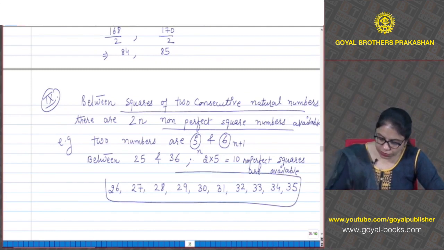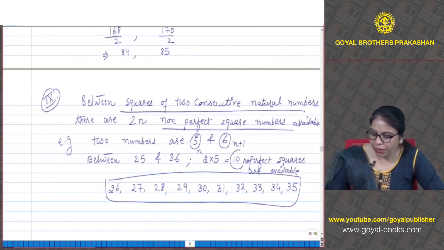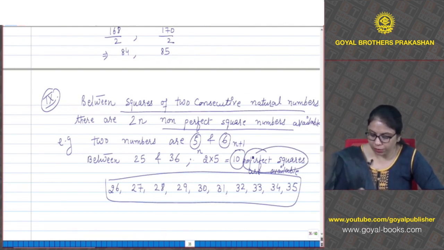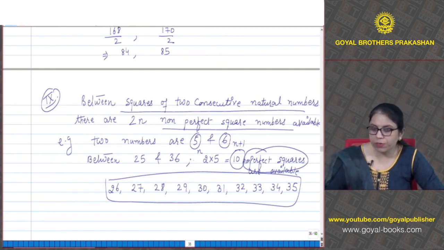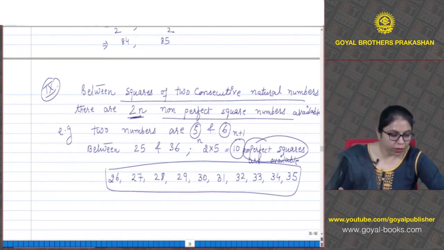So see children, we have already found 10 non-perfect squares are available. So these are the 10 numbers which are available between 25 and 36, and all these numbers are non-perfect squares. That means these numbers are not the square of any number. So how many non-perfect squares can you find between two consecutive natural numbers? 2n. Okay, now let's move to the next property.